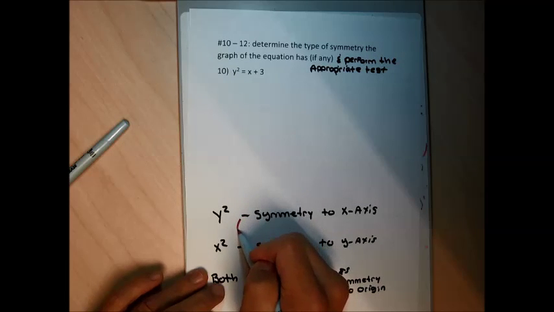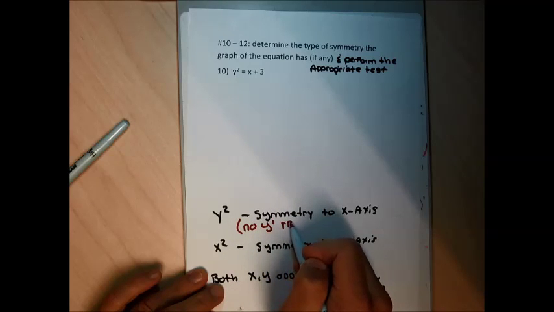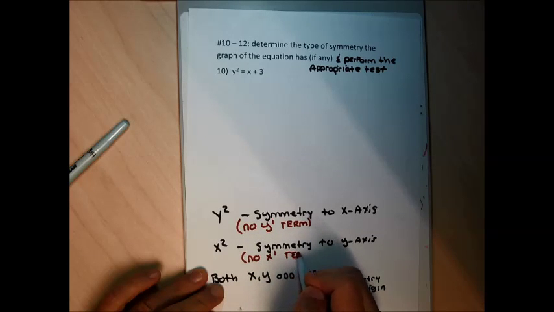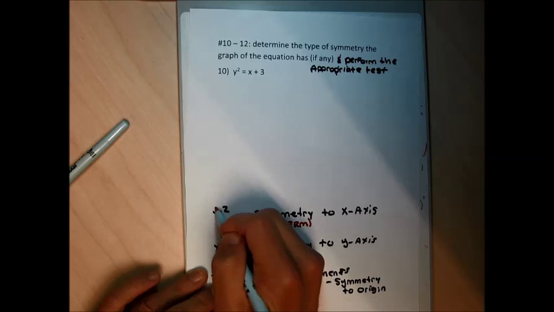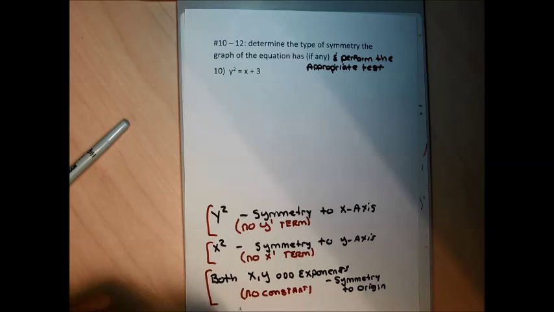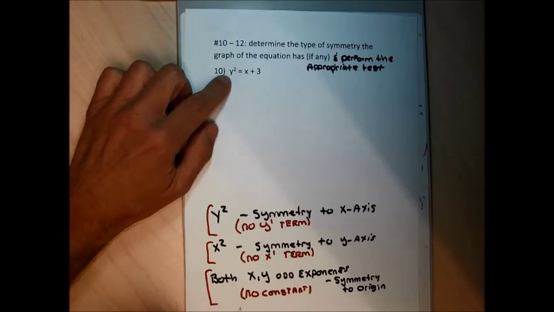So if it has a y squared and no y to the first power term, if it has an x squared and no x to the first power term, and if it has both x and y odd exponents and no constant, that would be a number without a letter. So in each one of these cases, by looking at the equation, if it fits these cases, I can predict the symmetry. And problem 10, when I look at it, I see a y squared term.